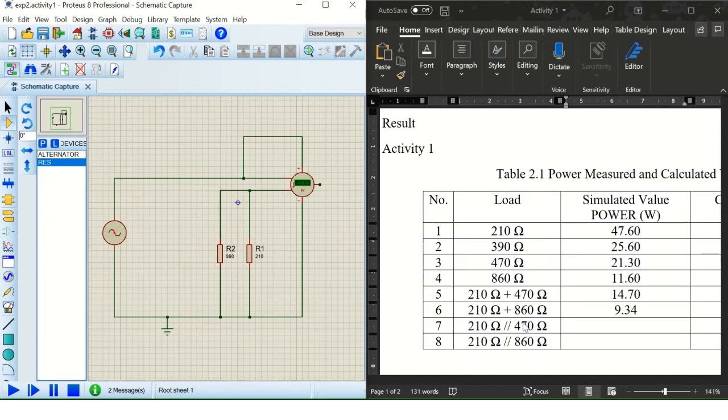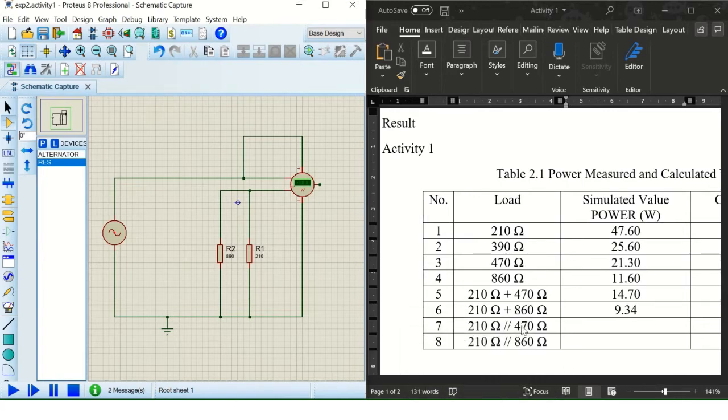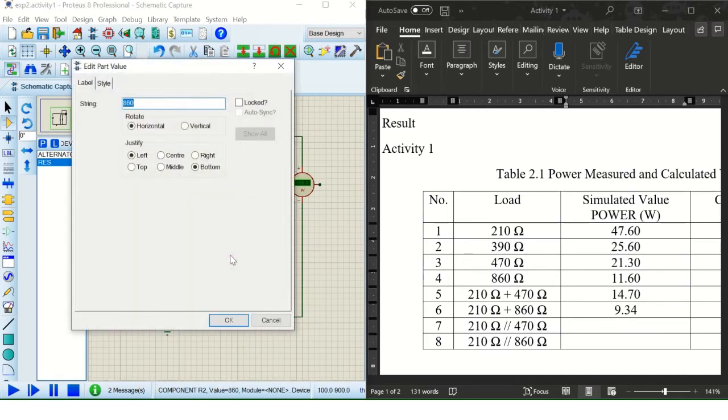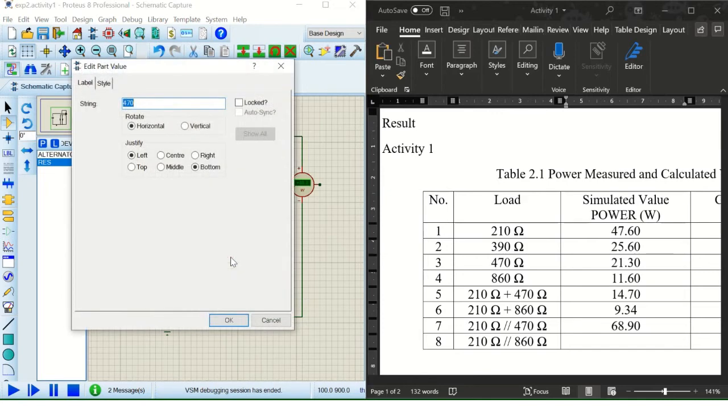Now let's test the power in the resistive load. Okay, change R2 into 470 ohm. R1 is already 210 ohm, so I don't change it. So simulate. So the reading of the total power in R1 and R2 is 68.9 watts.